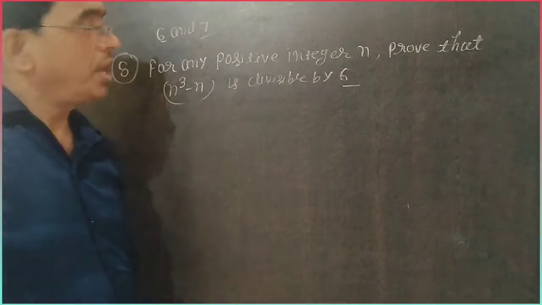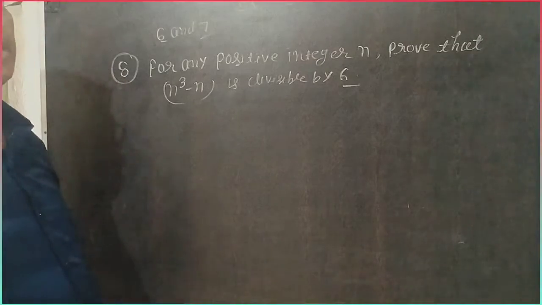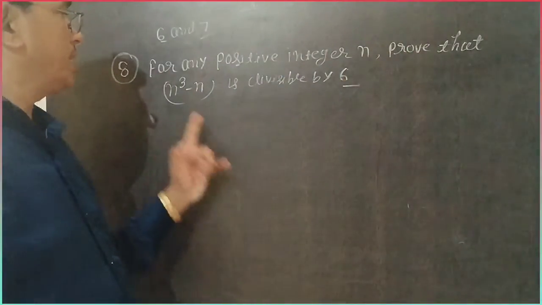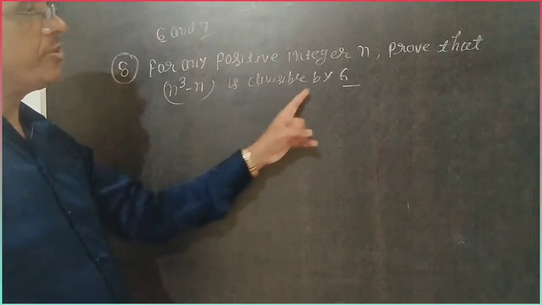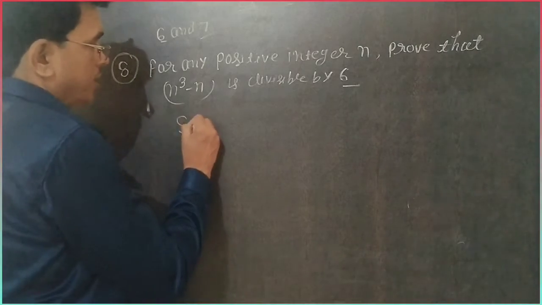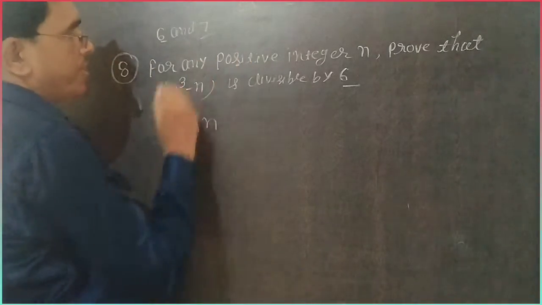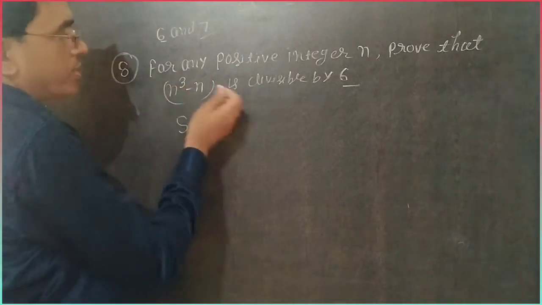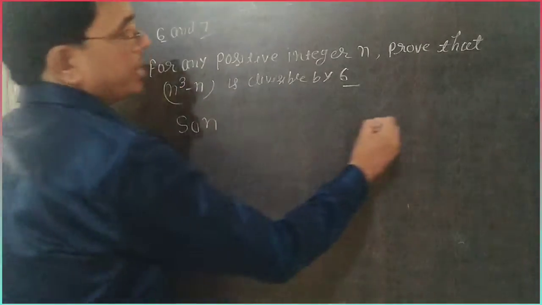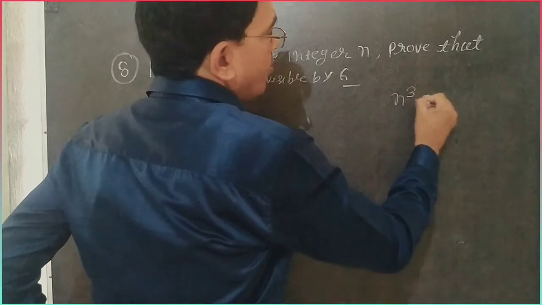So now I solve question number 8: for any positive integer n, prove that n cube minus n is divisible by 6. So dear students, write the solution here. Your question is n is any positive integer, like 1, 2, 3, 4, 5, 6. When you put it here, let us give some examples, like n cube minus n.